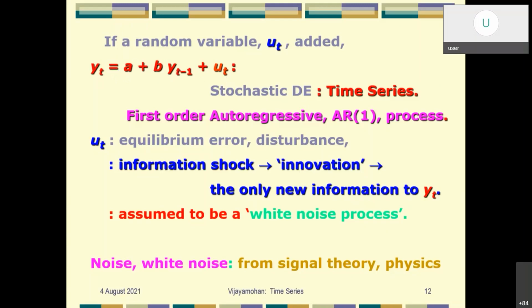Now, ut is called by different names. ut is an equilibrium error. It is a disturbance. But in time series analysis, it is called an innovation. Now, can you tell me why it is called an innovation? Anybody? It contains information, sir.